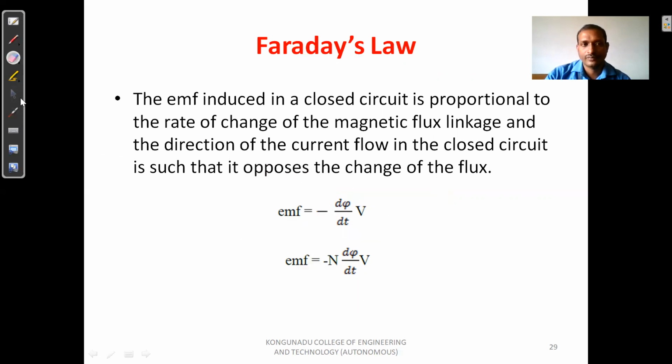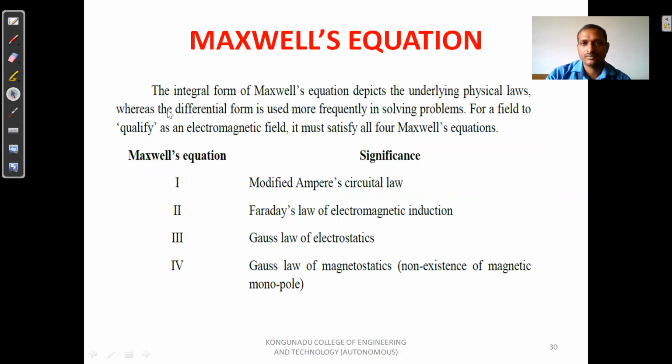Next, we are moving to Maxwell's equations, a very important concept for electromagnetic fields. The integral form of Maxwell's equations depicts the underlying physical laws, whereas the differential form is used more frequently in solving problems. For example, four differential Maxwell equations are there, and each one is derived from one particular physical law.